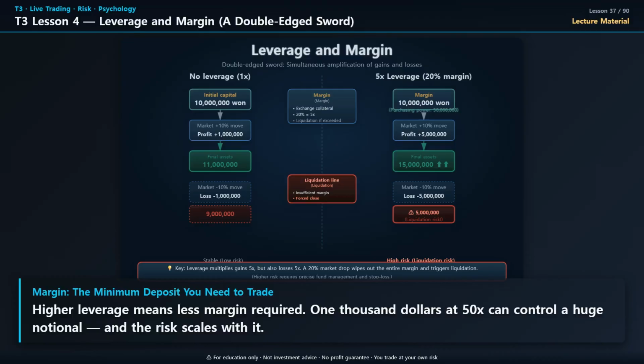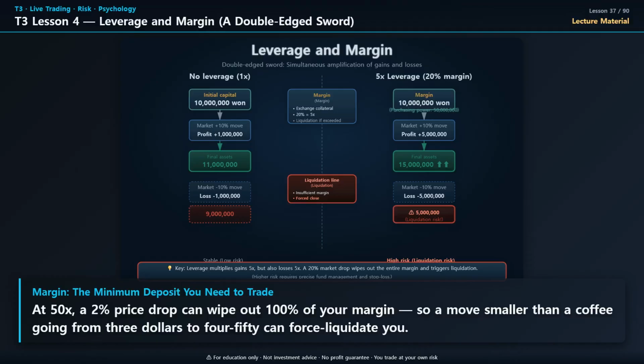Higher leverage means less margin required. $1,000 at 50x can control a huge notional, and the risk scales with it. At 50x, a 2% price drop can wipe out 100% of your margin. So a move smaller than a coffee going from $3 to $4.50 can force liquidate you.